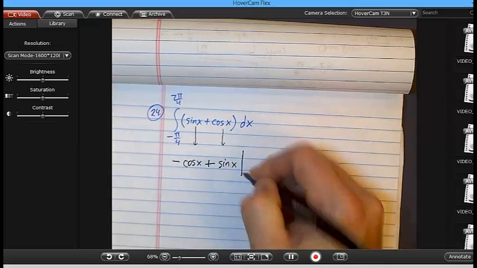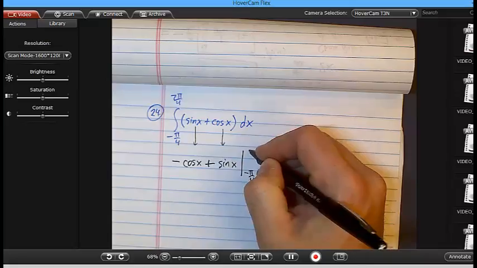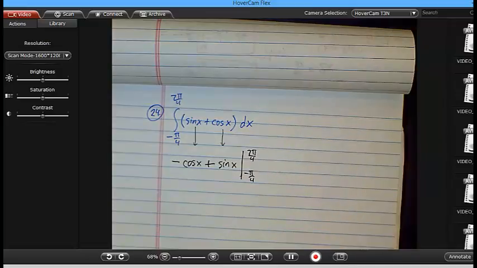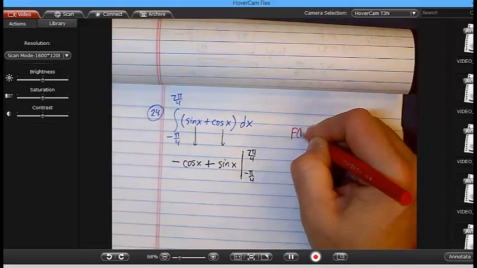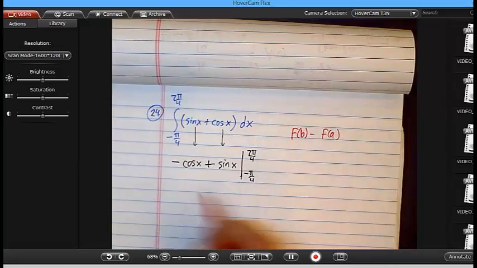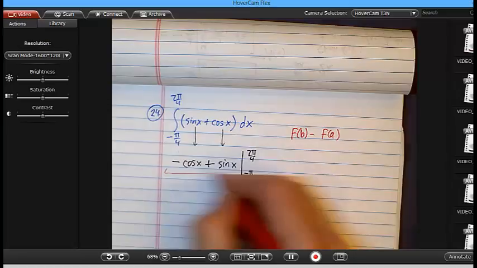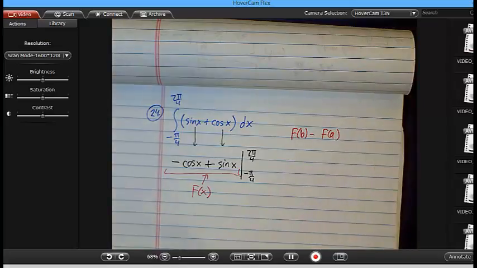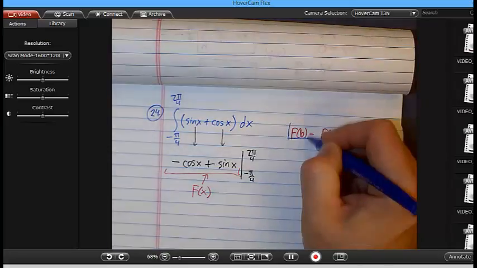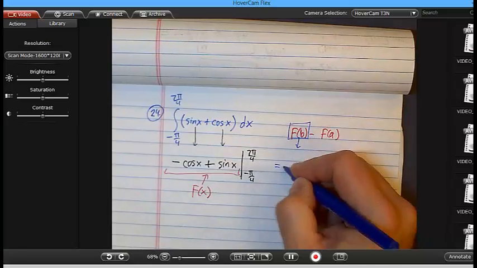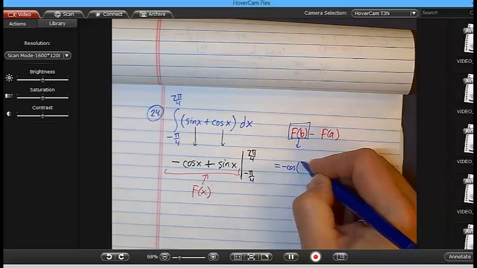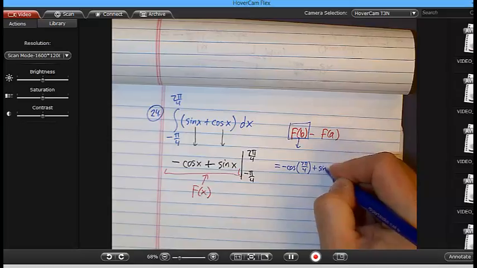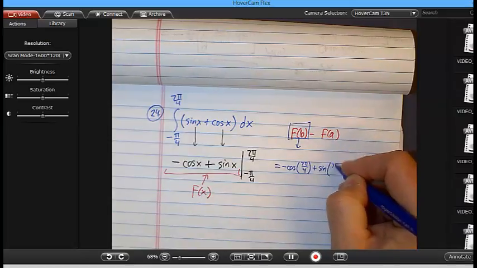And now I draw my line. And again, this is A and B. And this tells me, what the fundamental theorem says is I need to do capital F of B minus capital F of A. But this is my antiderivative, capital F of X. So the next thing I do is I fill in, let's say, capital F of B. So that would be negative cosine of 7 pi over 4 plus the sine of 7 pi over 4.